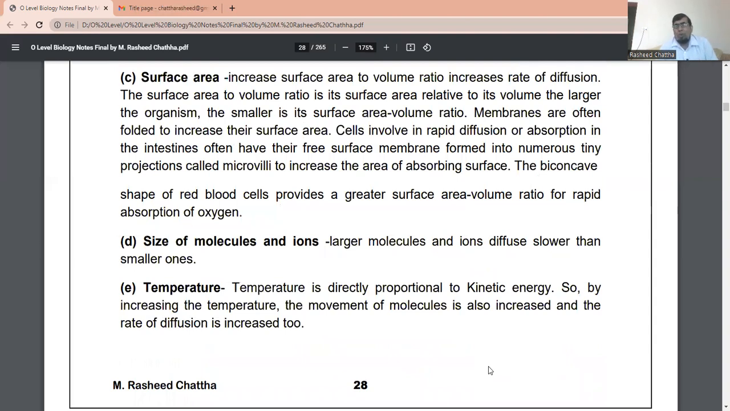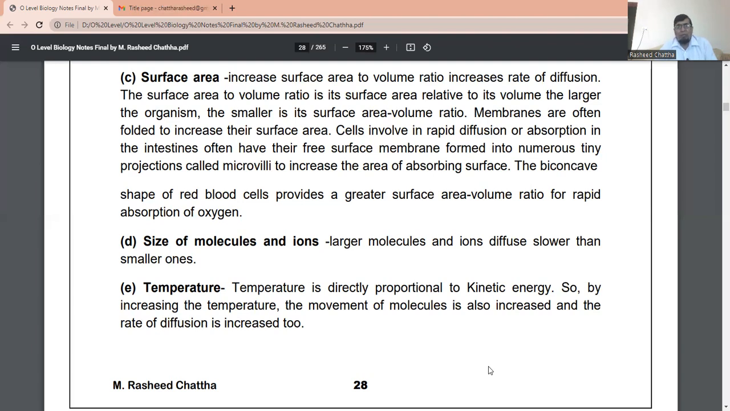Next, surface area. Increase in surface area to volume ratio increases the rate of diffusion. The surface area to volume ratio is its surface area relative to its volume. The larger the organism, the smaller is the surface area to volume ratio. Membranes are often folded to increase their surface area. Cells involved in rapid diffusion or absorption in the intestine often have their free surface membranes formed into numerous tiny projections called microvilli, to increase the area of the absorbing surface.